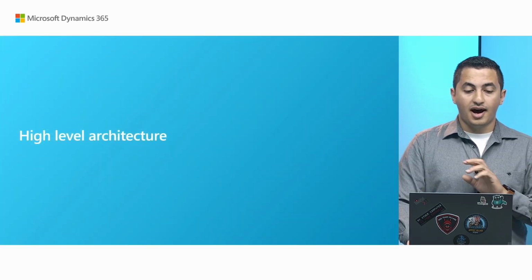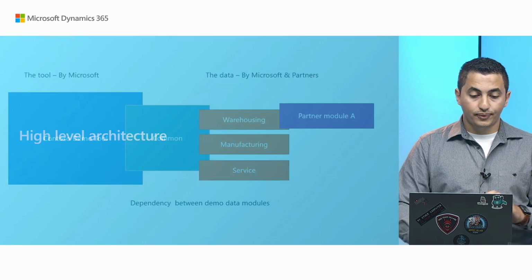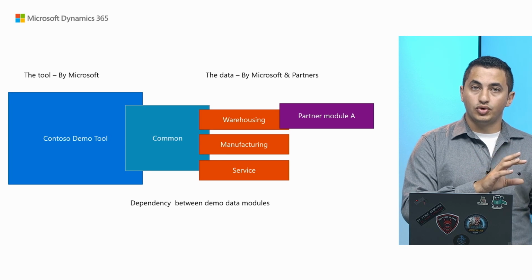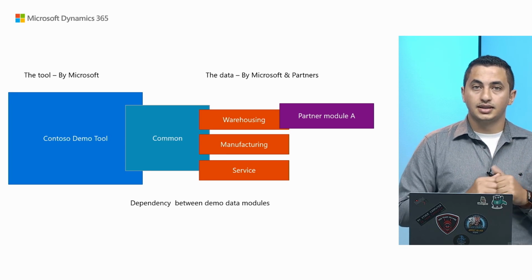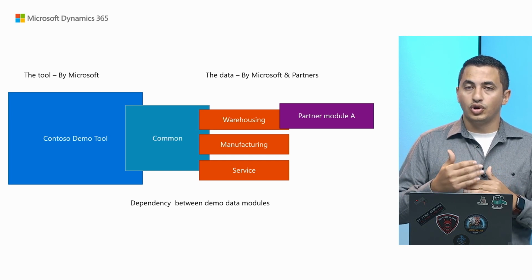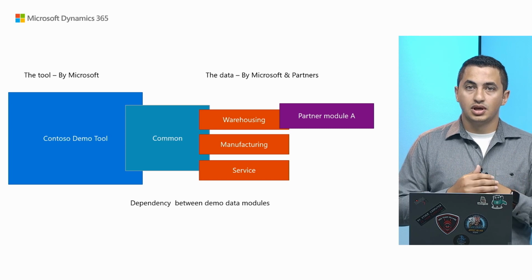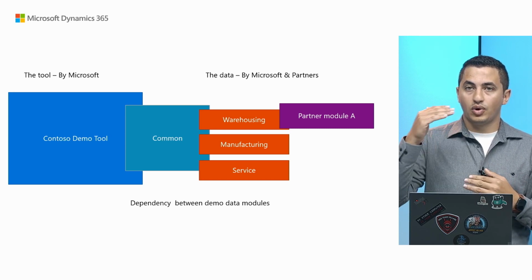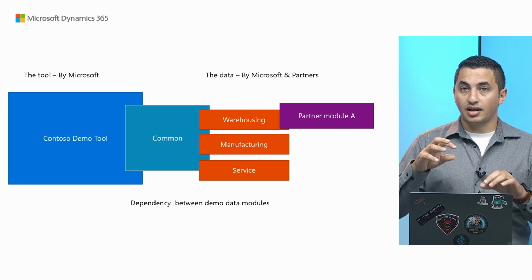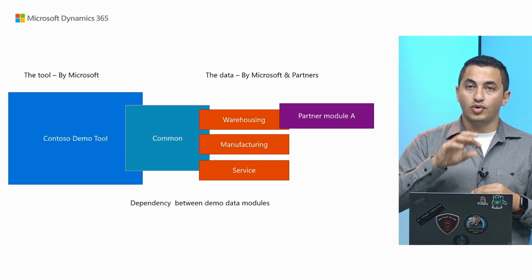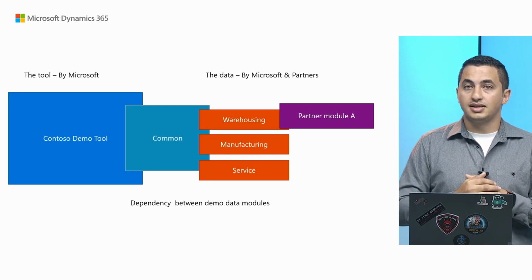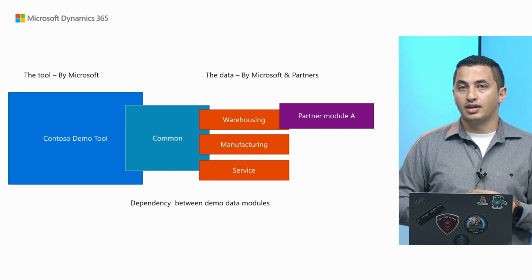If we have a high-level overview of the architecture, you will see that Microsoft will build the Contoso demo tool, and we will maintain it. We will also release different sets of modules, and we're working on increasing the number of available modules. So at the moment, again, common, warehousing, manufacturing, and service. And the idea is that, as we said earlier, these are like Lego bricks, so you can build on top of any module you would like to. So if you're building on top of warehousing, that's easy. Just have a dependency on warehousing. All the data will be generated behind the scenes.